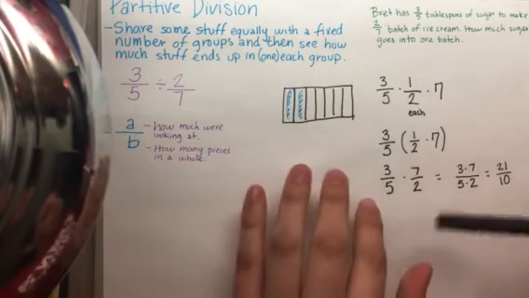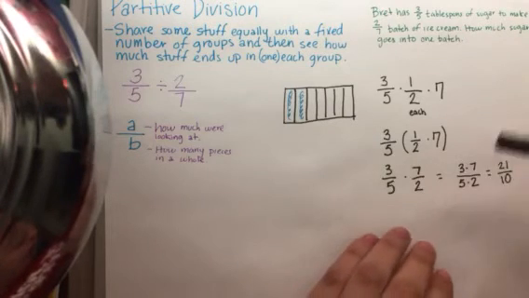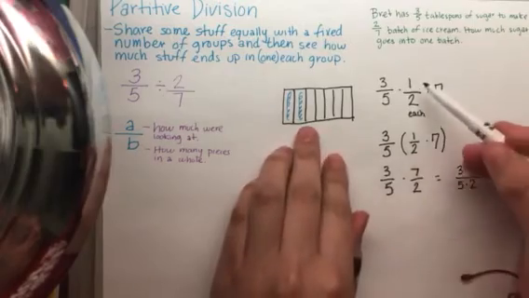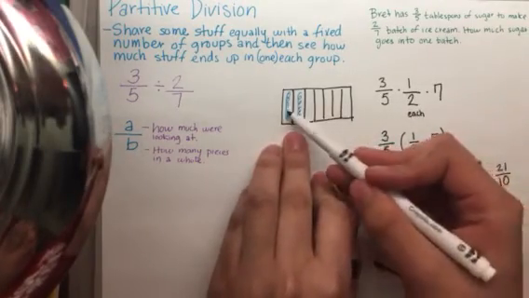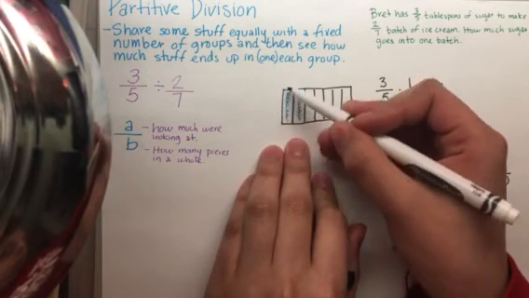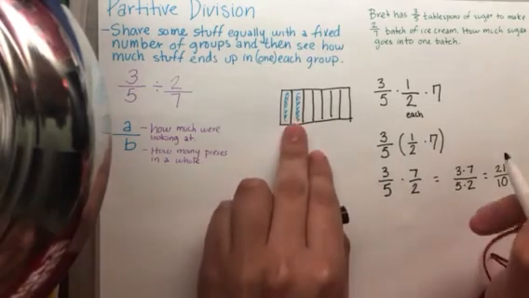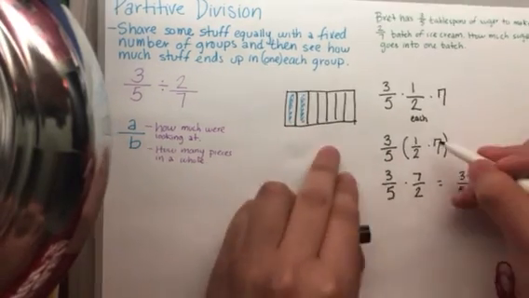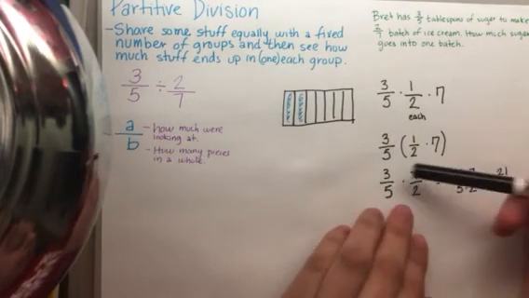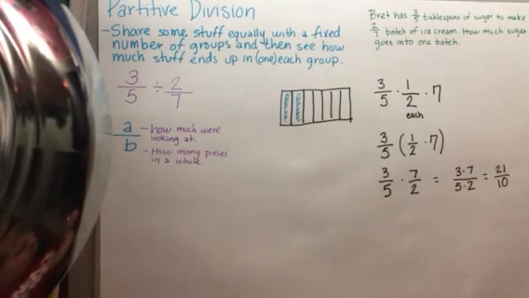So this is a visual presentation of how to solve the partitive division algorithm and why we do the inverse, and how we got our numbers. We got the 1/2 from this. We have 2, and we're trying to find just 1, because we're trying to find how much sugar goes in one batch. And we multiply by 7 because we have 7 pieces. So that gives us a reciprocal, which is 3 times 7 over 5 times 2.